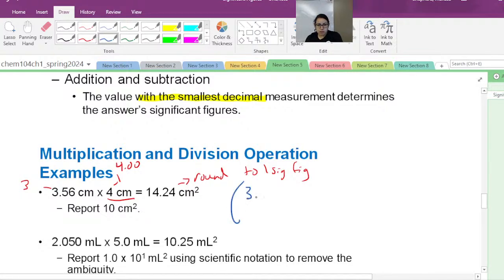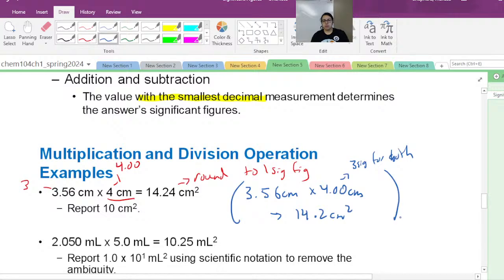So I'll just write this as an aside. What would have been better? Now we could have 3 sig figs for each. That means we have 3 sig figs in our answer, and 14.2 centimeters squared.